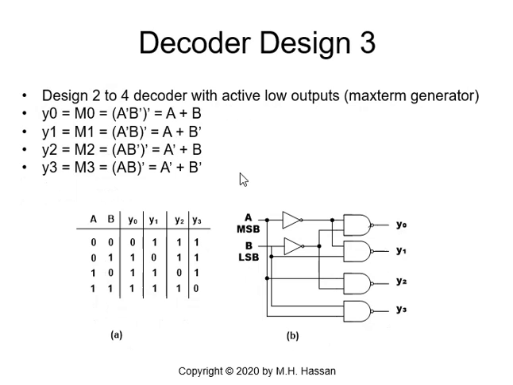The next slide will design a 2 to 4 decoder with active low outputs. It means it's now a max-term generator, without an enable signal. So when AB is 0, 0, Y0 will be active low, which is 0, and Y1, Y2, and Y3 will be 1.